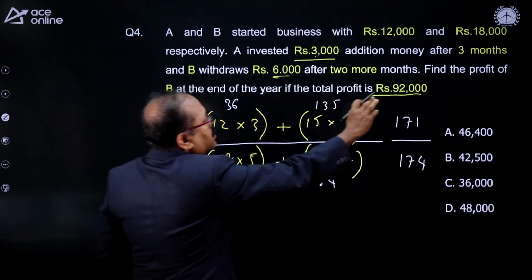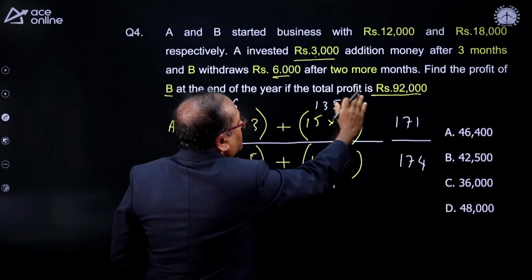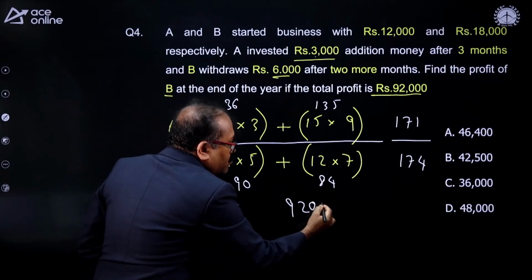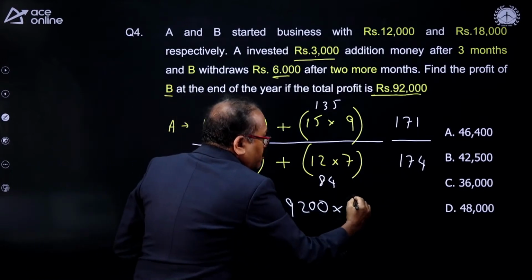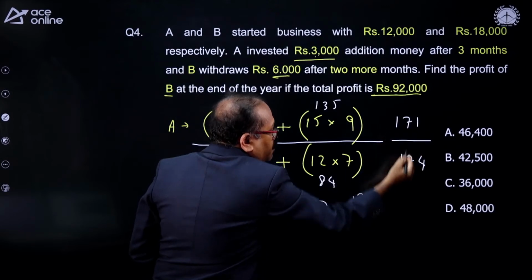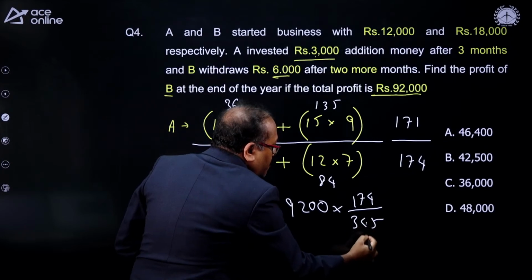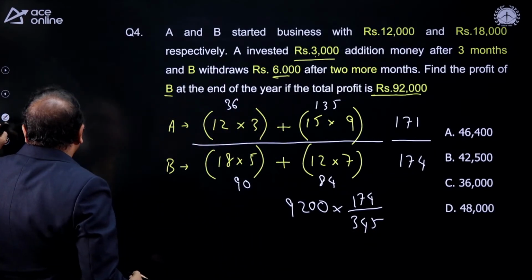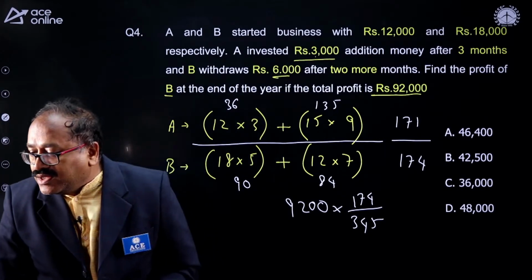Now what is the question? Find the profit of B at the end of the year if the total profit is 9,200. From here onwards, all my friends know how to find the profit of B. The profit of B is 174 out of the total, that is 4 plus 1 is 5, and then 17 2 times is 34. That's over. Now the remaining part is cancellation. I will leave it for you, and please tell me the answer.